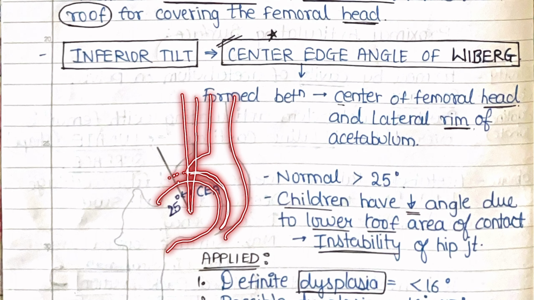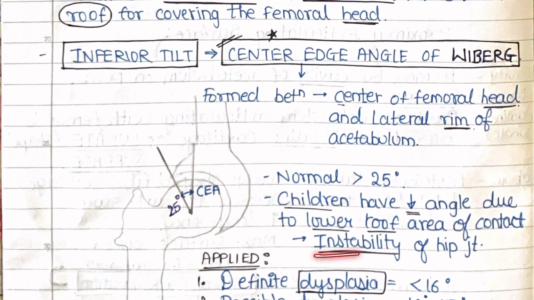So here the angle is less for children, as you can see I have demonstrated in case of children. So there are high chances of dislocation of hip joint in children, as there is instability of the joint. The roof covering is less, so there is high chances of dislocation.